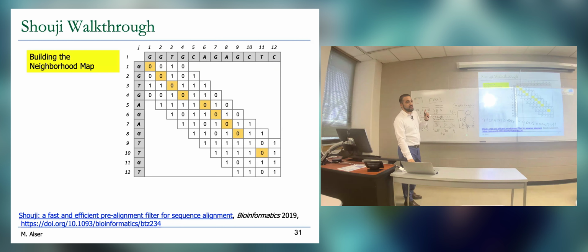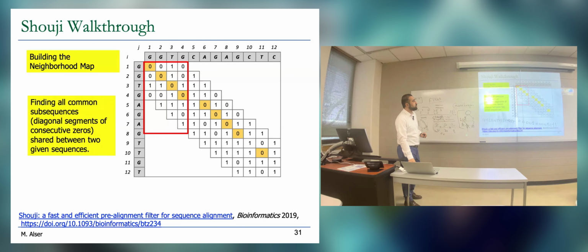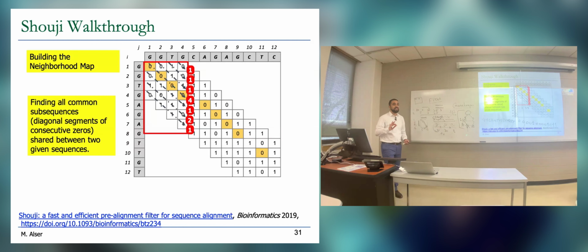But this is given to us now from Shuji. And Shuji is going to do a sliding window of size 4. So we have 4 columns: 1, 2, 3, 4. That will be our subproblem. We are going to focus on this subproblem separately from the entire thing. What we are going to do is go diagonally, counting the number of zeros. We don't count the consecutive zeros here. We just count zeros, regardless of whether they are consecutive or not.